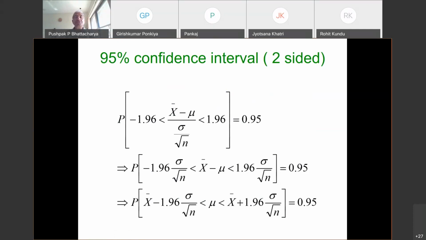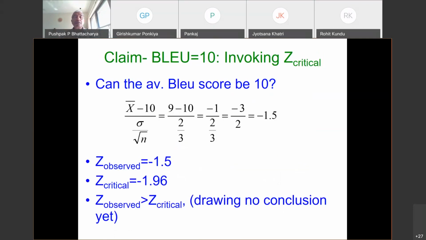So this is the derivation behind that observation that the blue score will lie between 7.69 to 10.31. Okay, so now we are going towards test of hypothesis, and we are introducing a very important concept called Z critical. Z is the standard normal variable, and we are introducing a notion called Z critical.